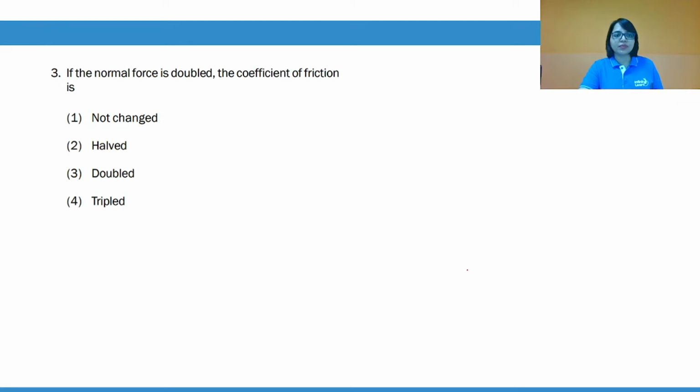Next is question number 3. If the normal force is double, the coefficient of friction is? If the normal force is doubled, then coefficient of friction will not change because it is the property of the material, right? So correct answer is option 1.